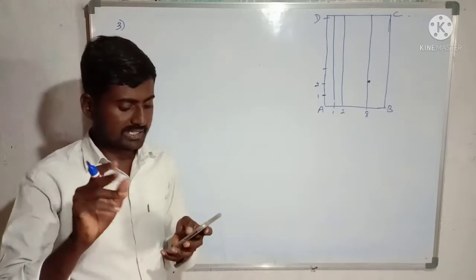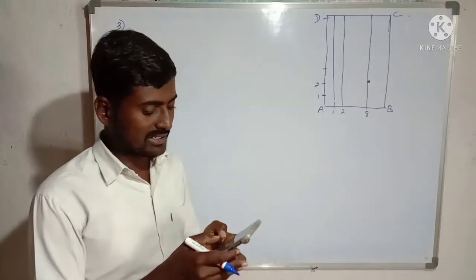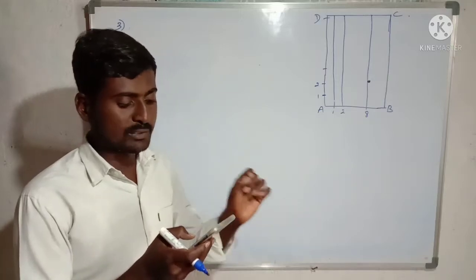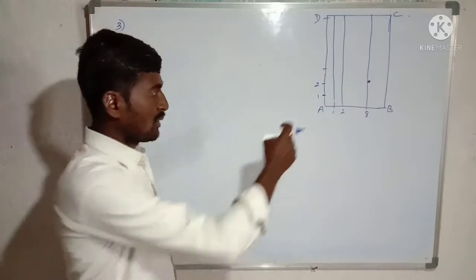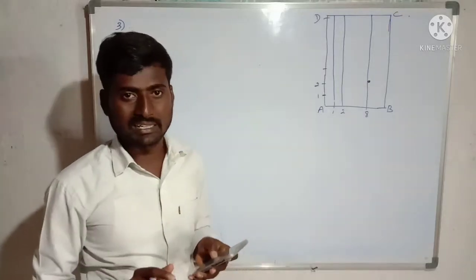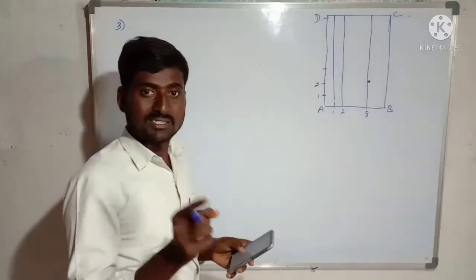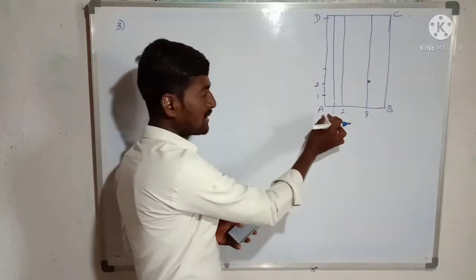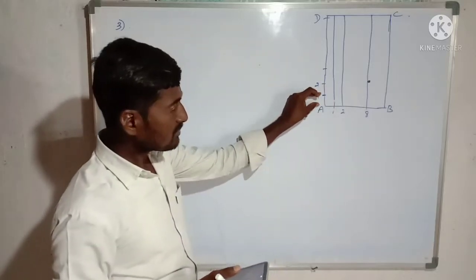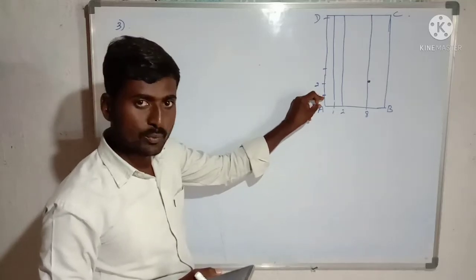Next, 100 flower pots have been placed at a distance of 1 meter from each other along AD, as shown in the figure. So along the line AD, there are how many pots? 100 pots are there. Each distance is how much? That is also 1 meter. Here each line distance is 1 meter, and along AD there are 100 pots, each at a distance of 1 meter.